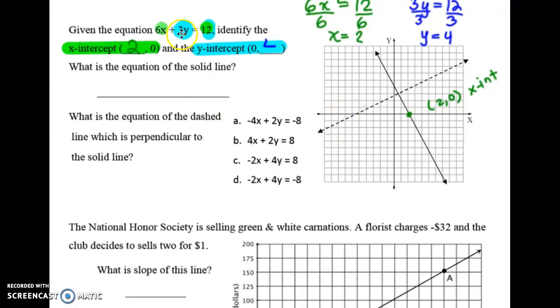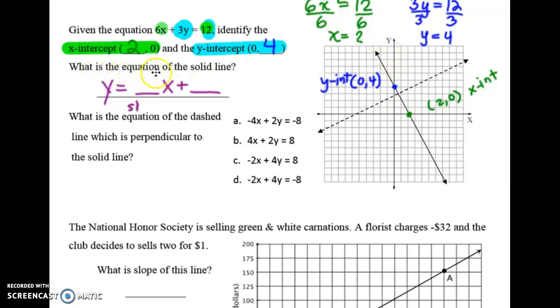When I'm looking for the y-intercept, I'm focusing just on the 3y equals 12, because the x goes to 0. 3 divided by 3 cancels out to leave me with just y, and 12 divided by 3 leaves me with 4. So the y-intercept lies on the y-axis.